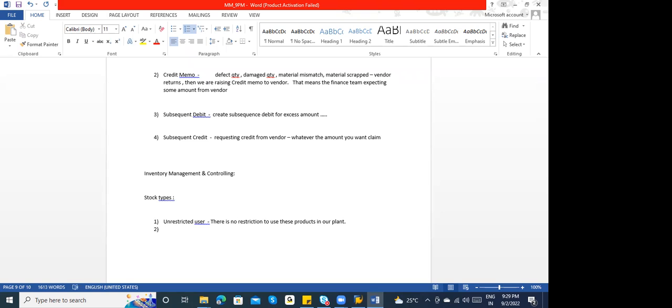The second one is quality inspection stock, so we can say quality stock. What do you mean by quality stock? Let's say once I receive the stock from the vendor, I have some doubt about the quality of this product. So I move the stock to quality stock. Generally when we receive the stock, it goes to unrestricted, but in place of putting it into unrestricted, I put it into quality stock to verify the quality.